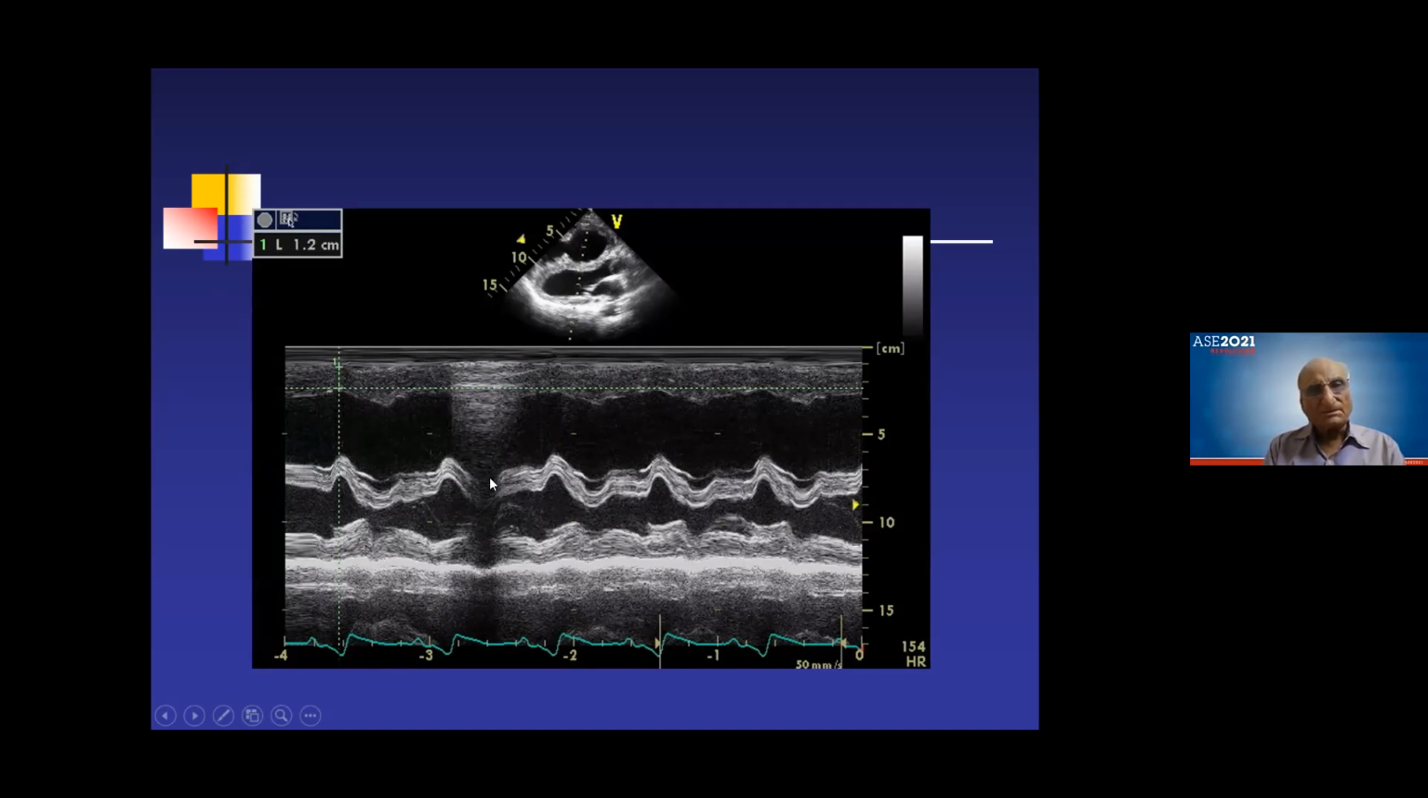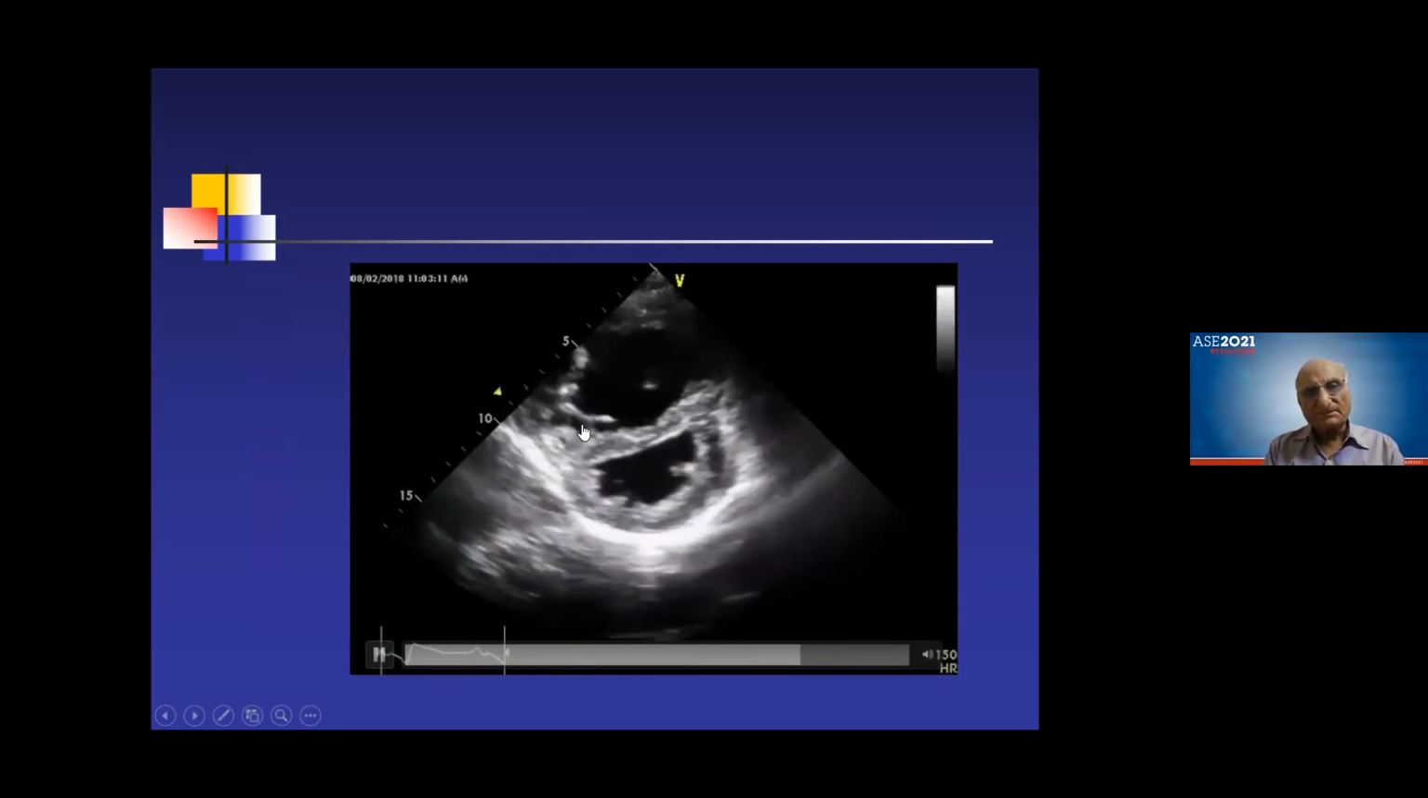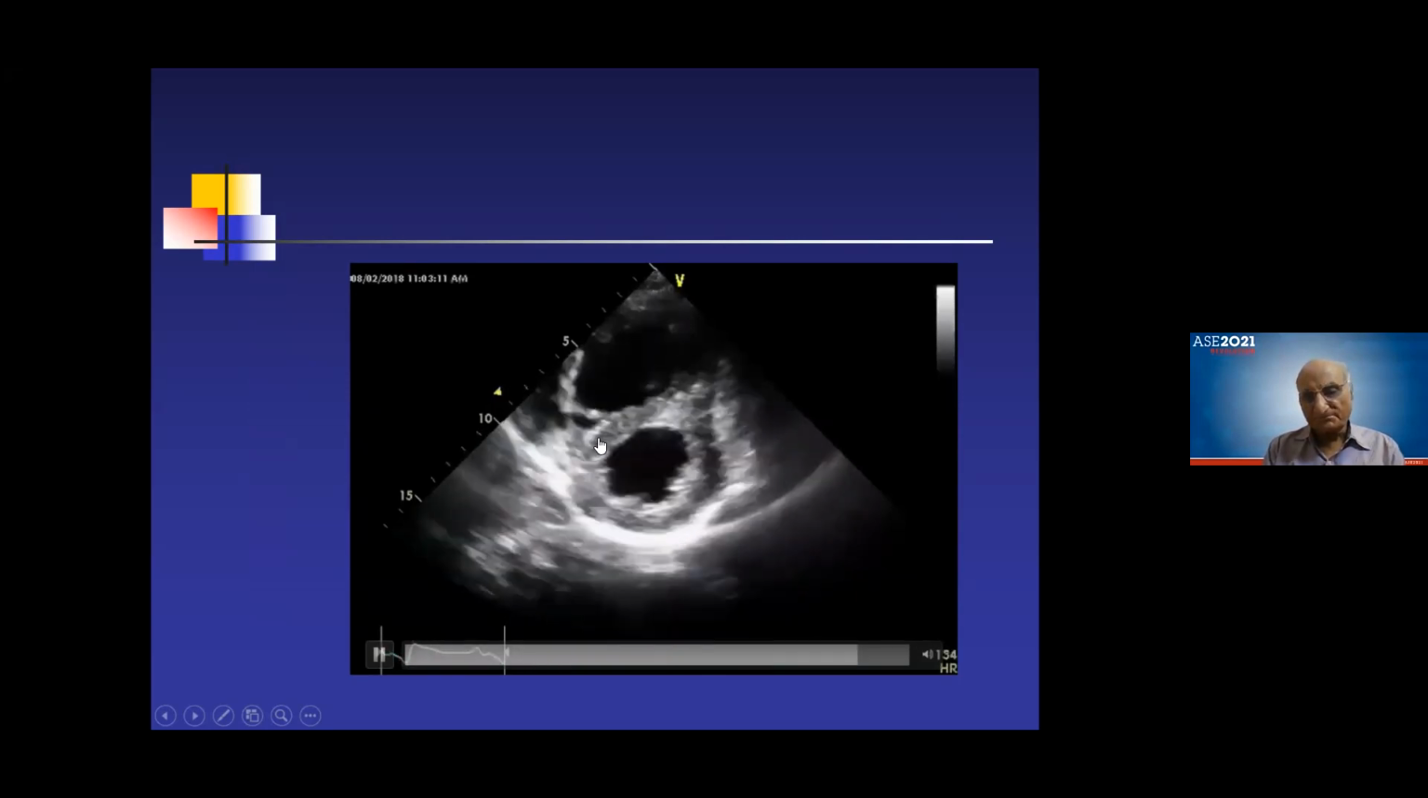So till now we know that the RV is enlarged and there is significant RVH. And this always shows you flattening of the interventricular septum. It always tells you that we are dealing with either a significant increase in RV pressure or a volume overload, just by seeing the septum.